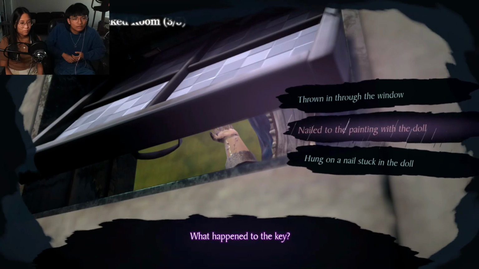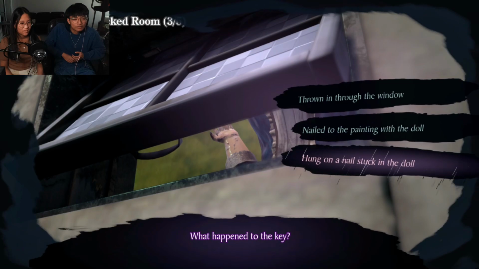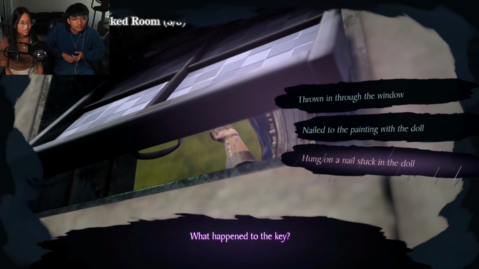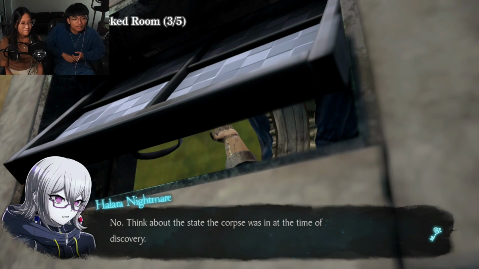Nailed to the painting. That's the last one. Hung on a nail stuck to the... I think so, yeah. No. Oh, I almost lied. I was just testing you.